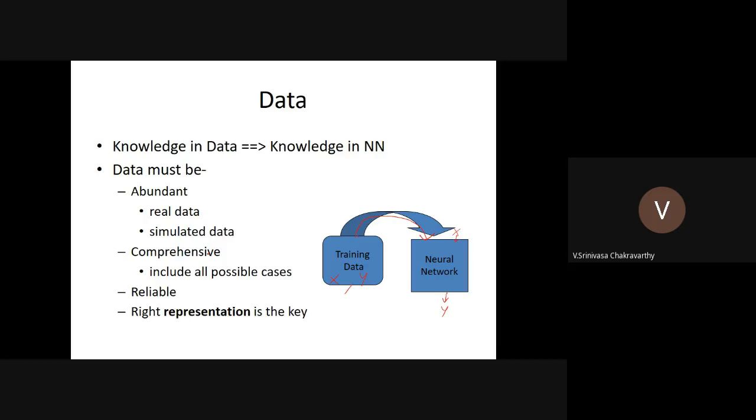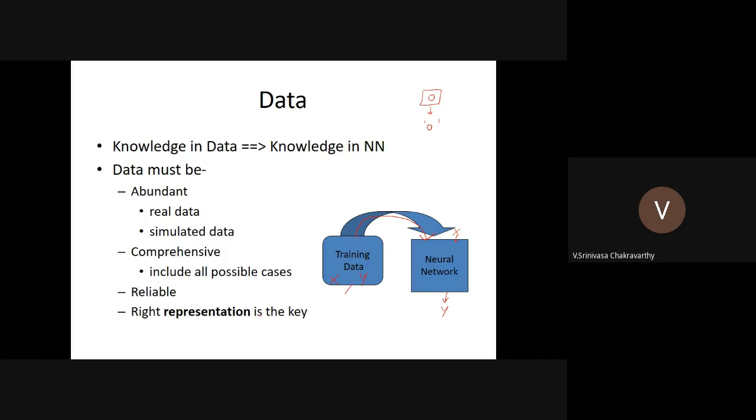Data must be comprehensive in the sense that you should include all possible cases. Suppose you are trying to recognize handwritten numbers. You give an image of a number and you should be able to say what that number is. Now, if you train it on 0, 1, 2, 3, 4 and test it on 5, 6, 7, 8, it won't work, obviously. So you need to make sure that all possible cases are represented in the input data. And the data must be reliable, so make sure there are no errors, or at least minimal errors.